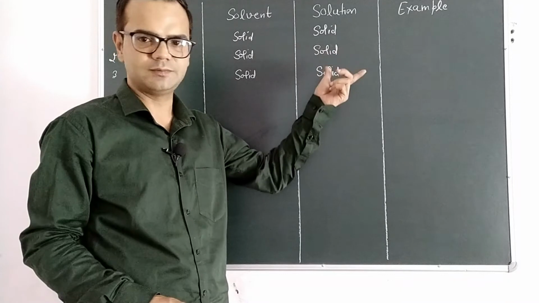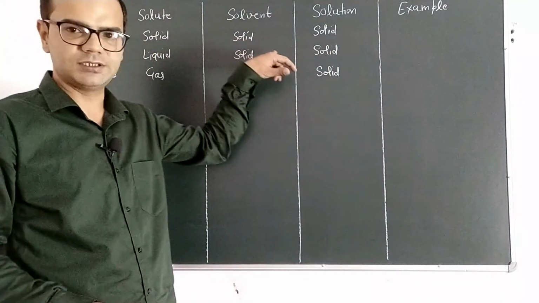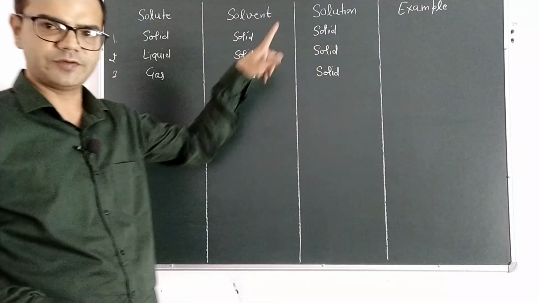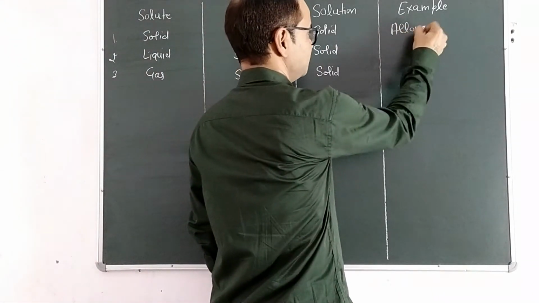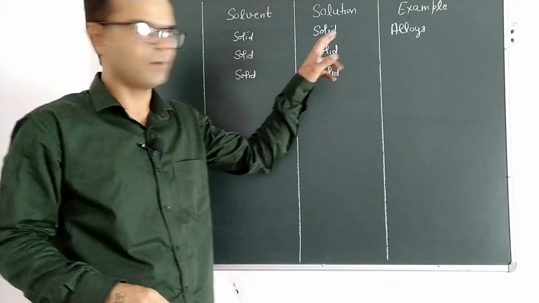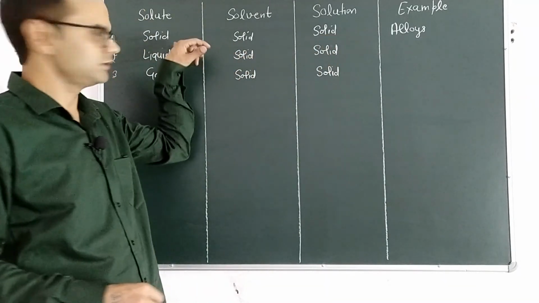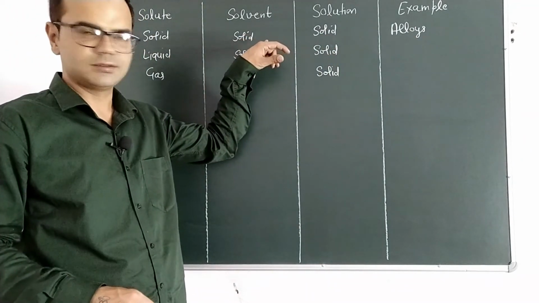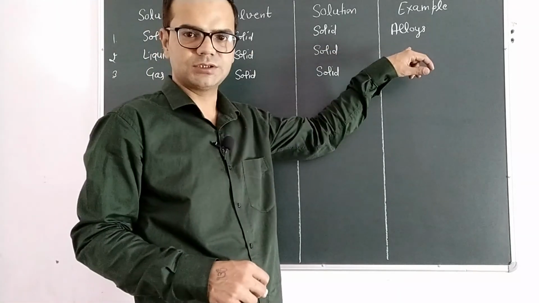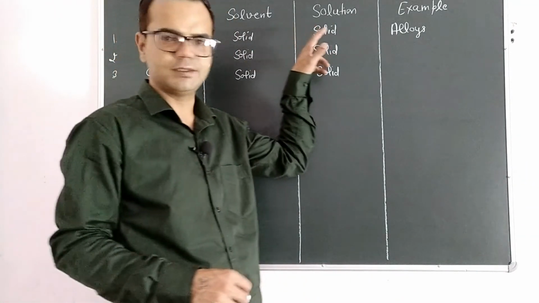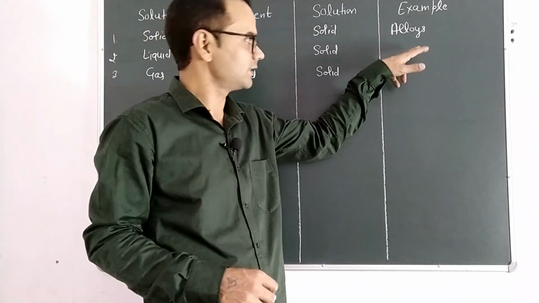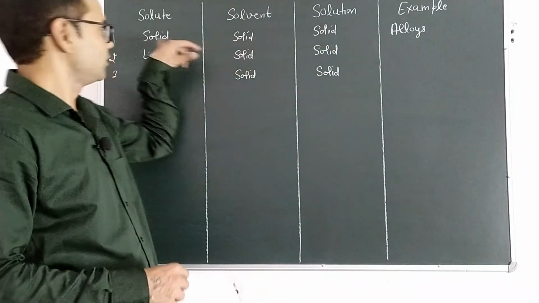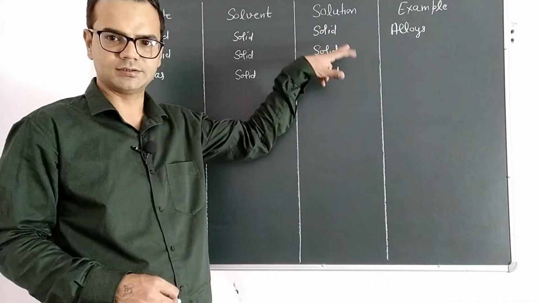Now suitable examples. First is solid in solid, we will get a solid. The perfect example is alloys. Alloys are formed by the combination of a solid with a solid. Actually, an alloy is a homogeneous mixture of metal with metal or metal with a non-metal. Metals are solid, so alloys are the examples of a solution of solid in a solid.